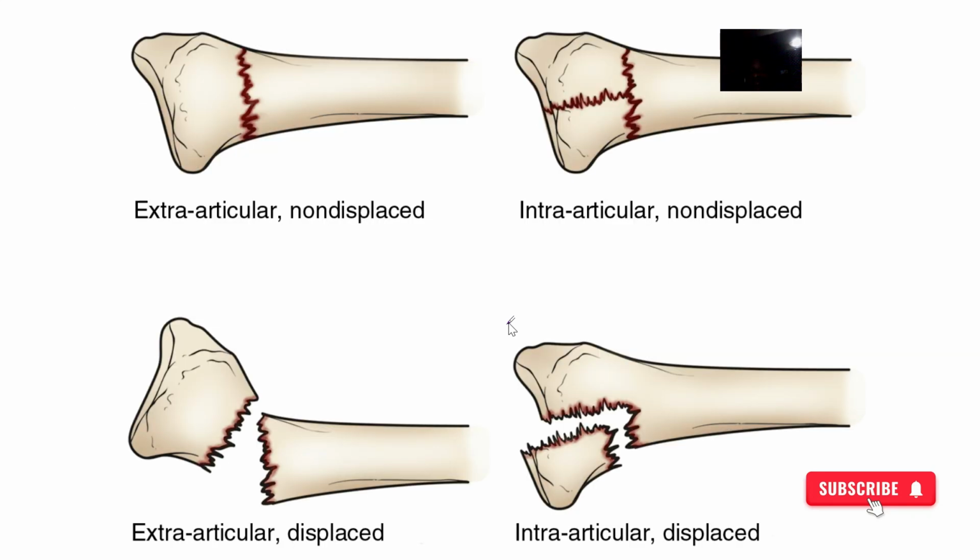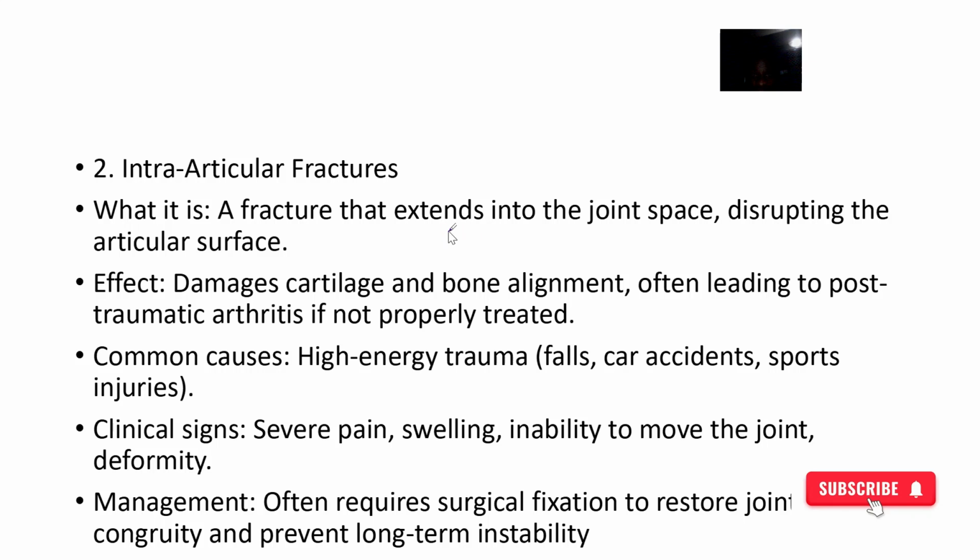Then intra-articular fracture is simply a fracture that is extending down to the joint, where one bone connects to another bone. So it's a fracture that extends into the joint space. It will disrupt the articular surface. It damages the cartilage and the bone alignment, and it often leads to post-traumatic arthritis if not treated properly.